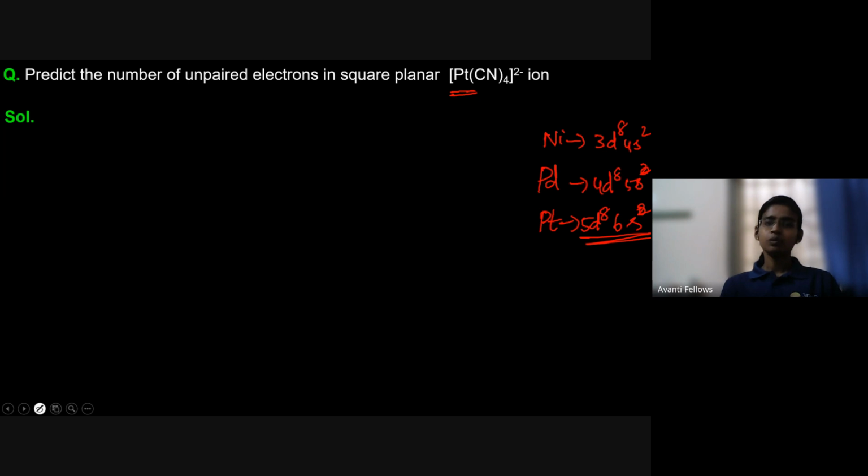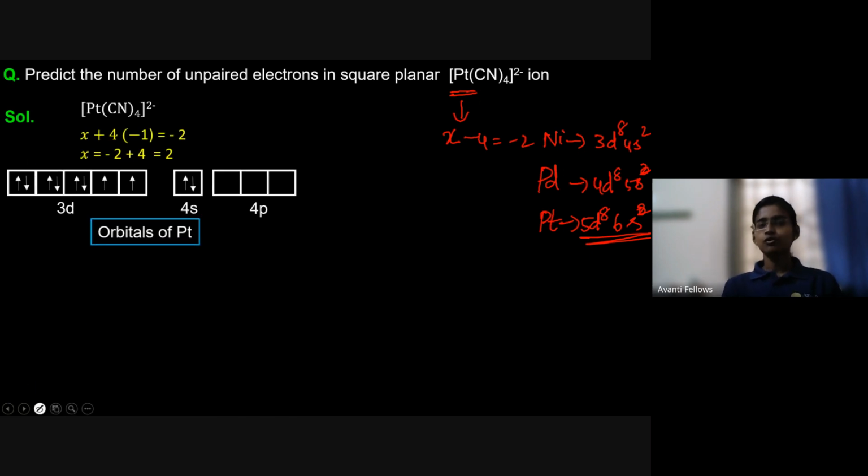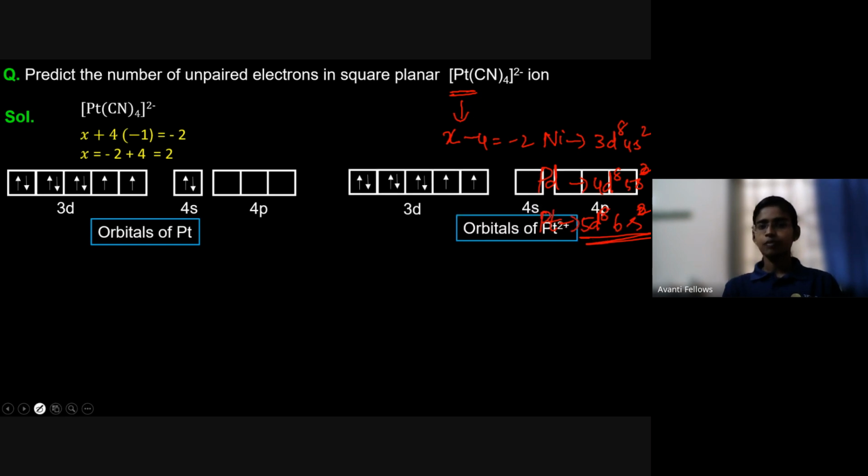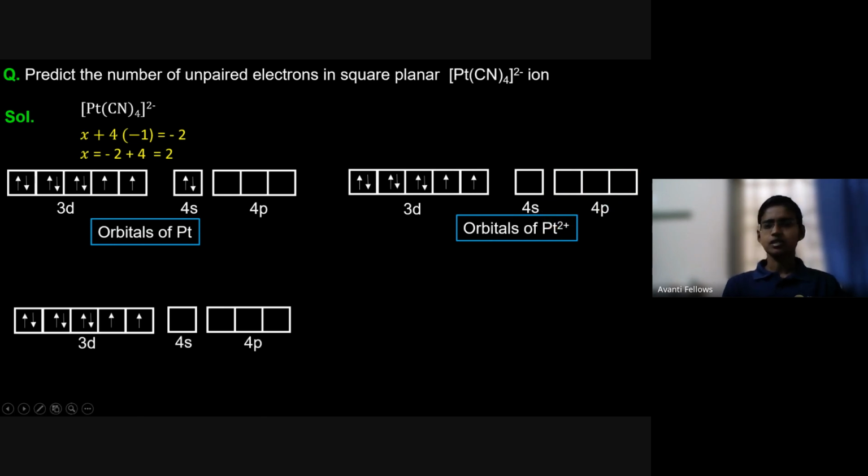Now platinum is taken as X. Cyanide is -4, which is equal to -2, and X is equal to +2. Now for platinum, 5d8 6s2 is the configuration. And for platinum 2+, 5d8 6s0 will be the configuration. Okay.